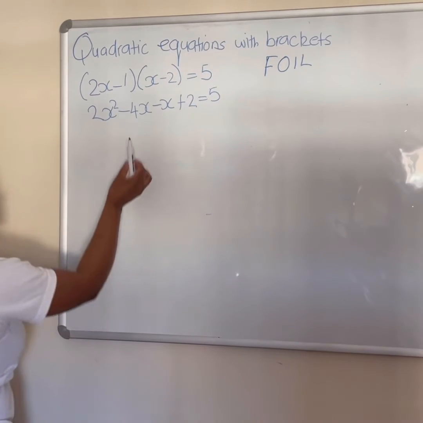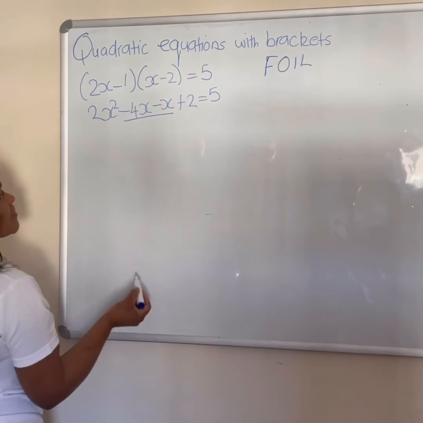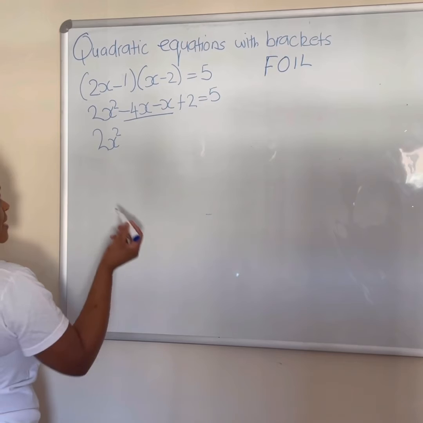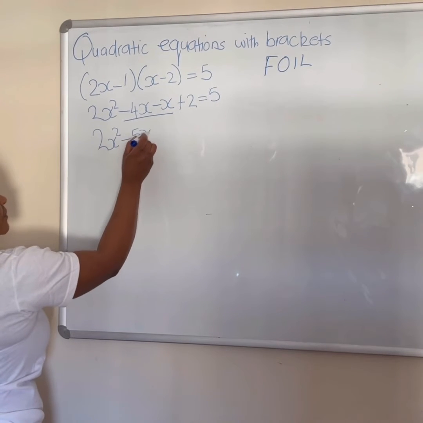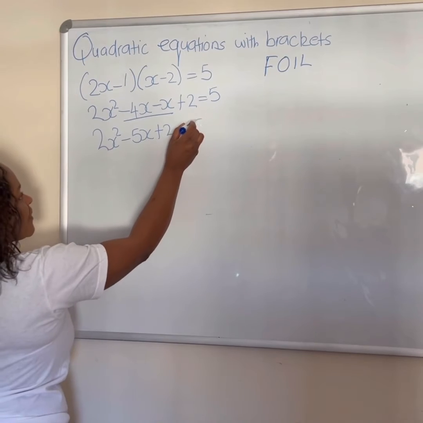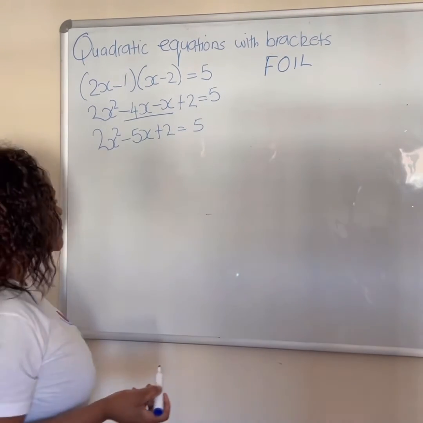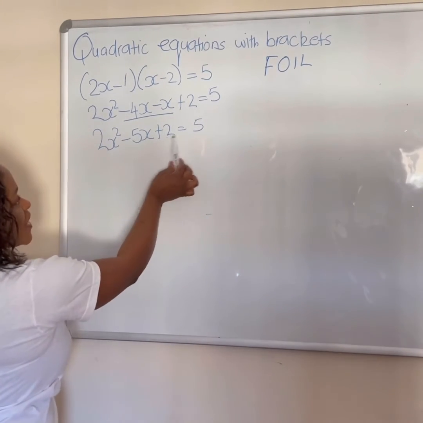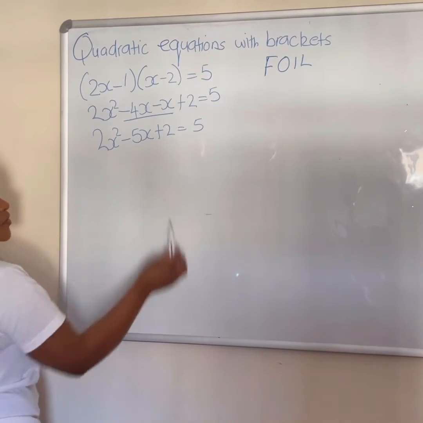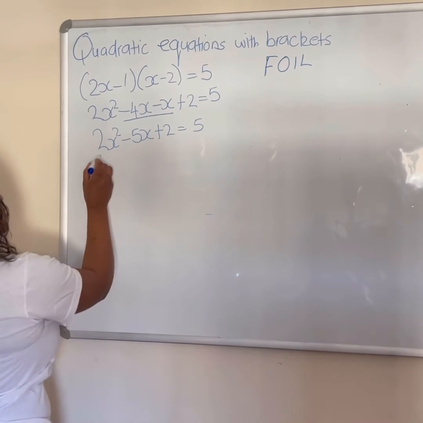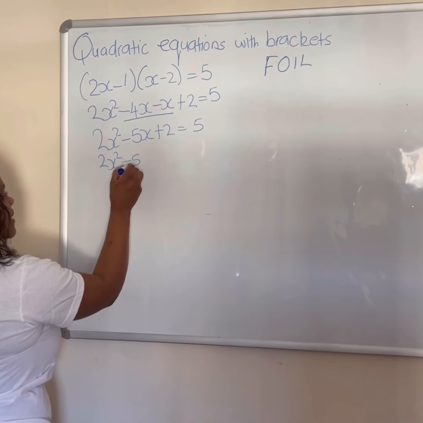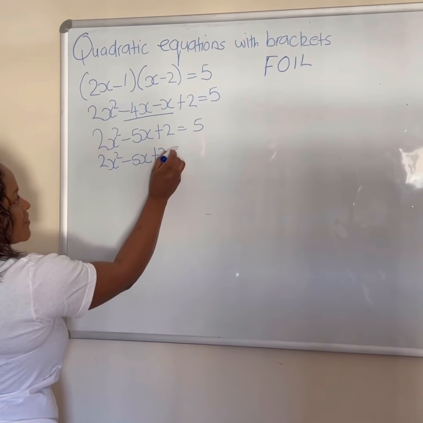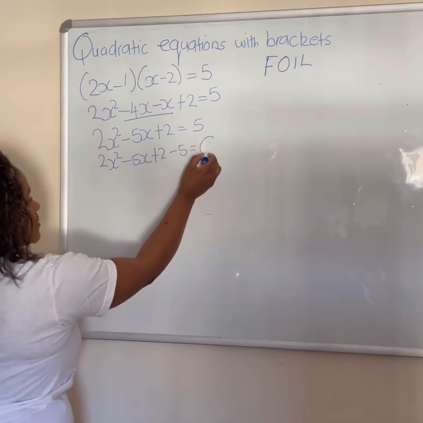Okay, then I need to simplify this because I've got like terms there. That will give me 2x squared minus 4 minus 1, which is minus 5x, plus 2. This will be equal to 5. And remember, this is a quadratic equation. For me to solve this, I need to equate the expression to 0. So the 5 has to go the other side so that I've got equals 0. So that will be 2x squared minus 5x plus 2 minus 5, because it's a positive 5, so it will be a negative 5. This should be equal to 0.